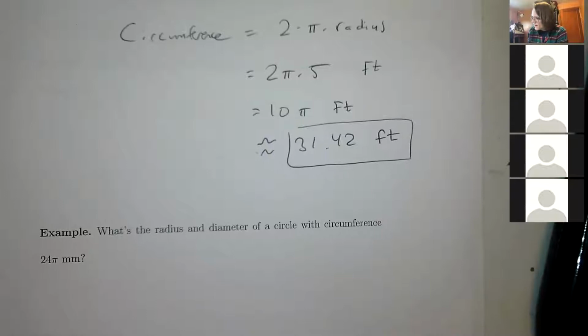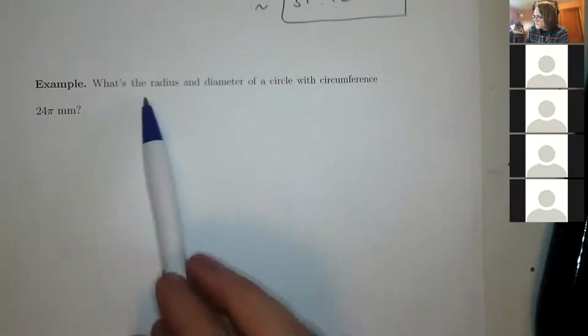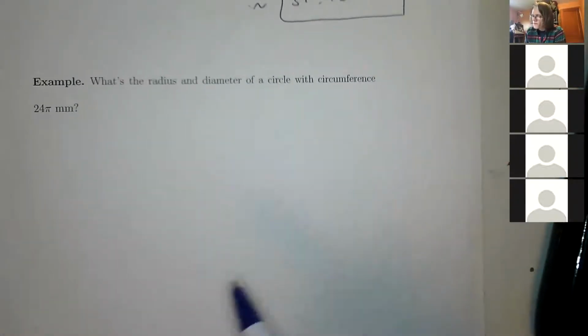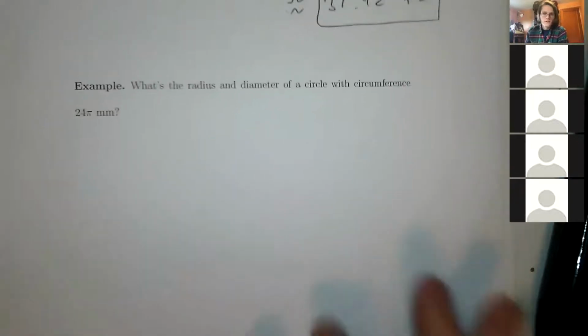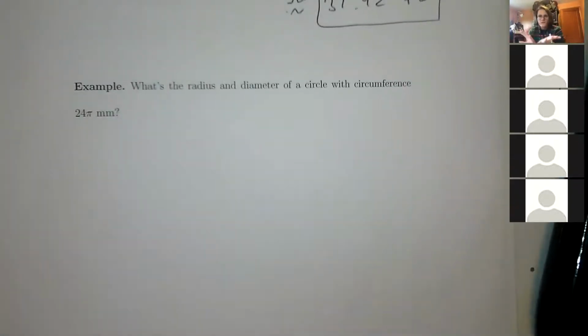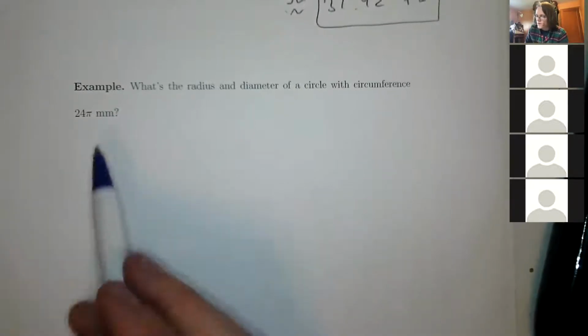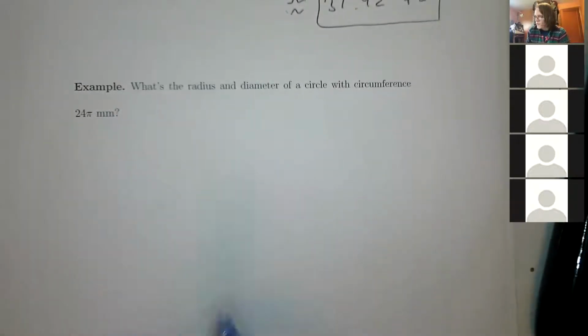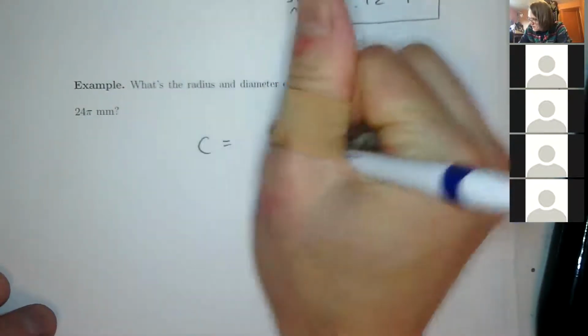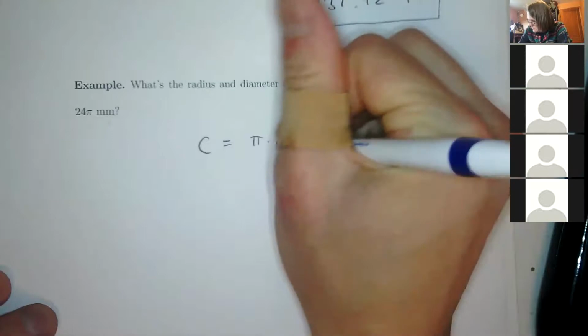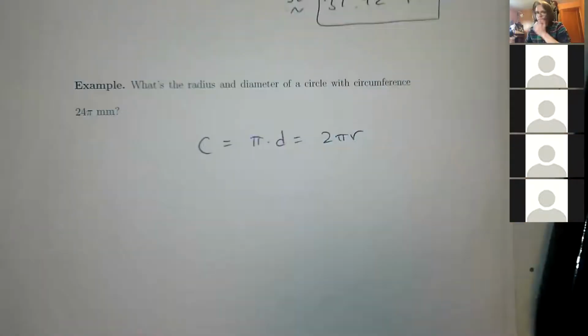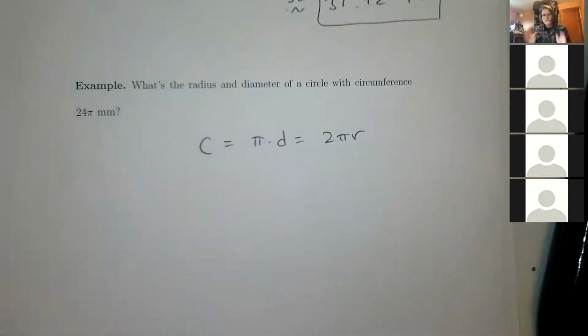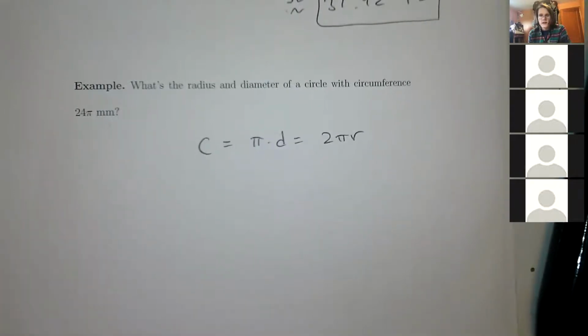All right, let's try another one. What's the radius and diameter of a circle with circumference 24 pi millimeters? Right, so this is like going the opposite way. In this problem, I'm giving you a circumference, 24 pi millimeters, and I want the radius and diameter. So just remember the formula. Circumference is pi d, or 2 pi r, where d is diameter, c is circumference, r is radius, and pi is obviously pi.